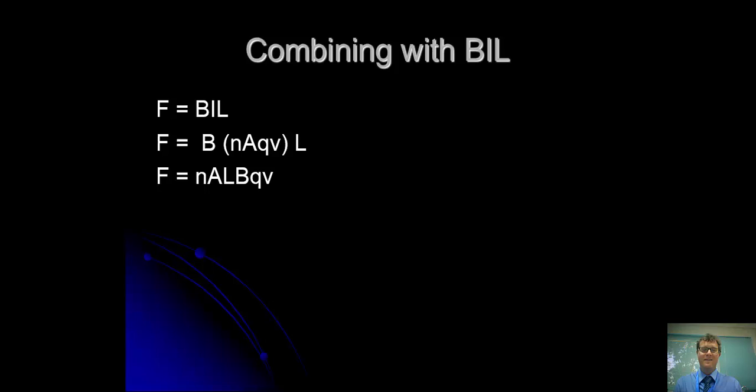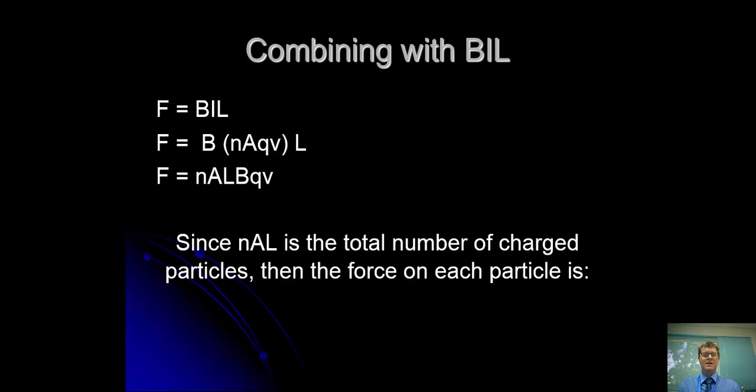From here, if I just expand it out, and I've expanded it out on purpose, I'm going to have the charged particle density multiplied by the area multiplied by the length multiplied by the magnetic field strength multiplied by the charge multiplied by the drift velocity. The reason I do that is that nAL is the total number of charged particles. So then the force on each particle becomes F equals Qvb.